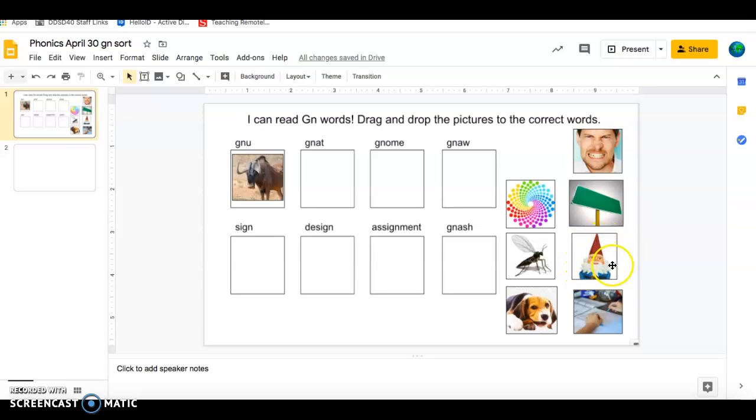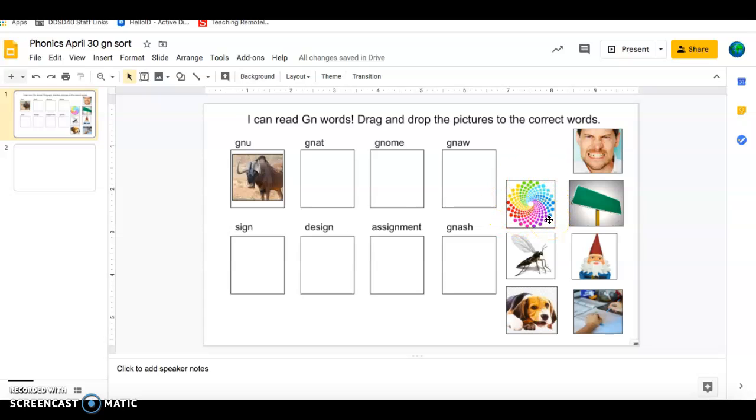This is a picture of a funny little old man with a pointy hat called a gnome. This is a picture of an assignment. This is a picture of a dog gnawing on his bone. So the word would be gnaw. This is a picture of a little insect called a gnat. And this is a picture of a design.